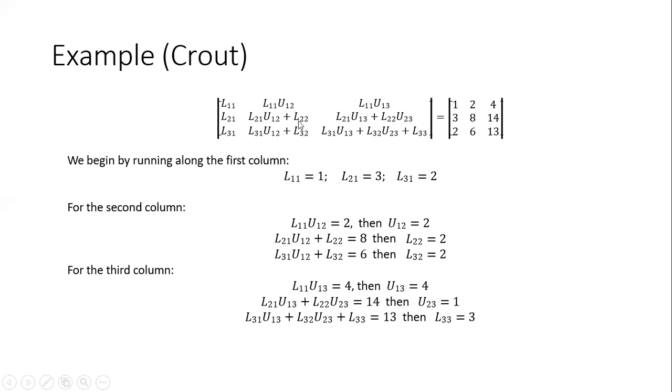Then for this entry, equated to this 8, we already have the value of U12 as well as L21, which is 3. We can determine the unknown, which is L22. This gives us a value of 2. And for this entry, equated to this 6, this will give us the value of L32, which is equivalent to 2. Now for the third column, it's the same process, equated to the following values. This will give us the following values for U13, U23, and L33.